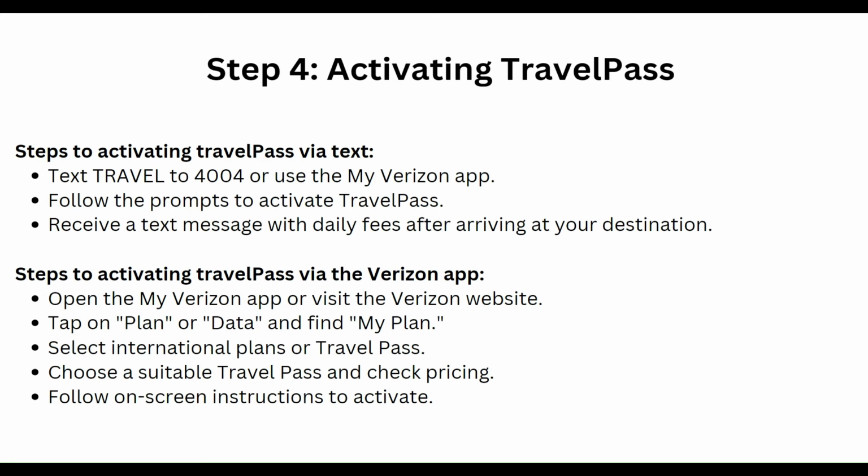And after this, the steps to activate the travel pass via the Verizon app. First of all, open the app or visit the Verizon website. Tap on plan or data to find my plan. Select international plan or travel pass. Choose a suitable travel pass and check pricing. And then follow the on-screen instructions to activate it.